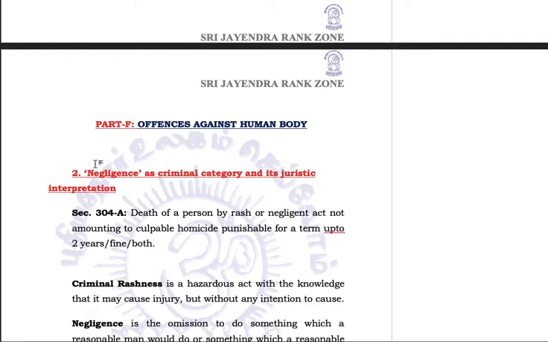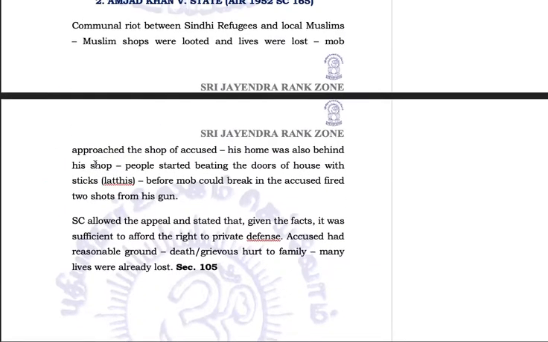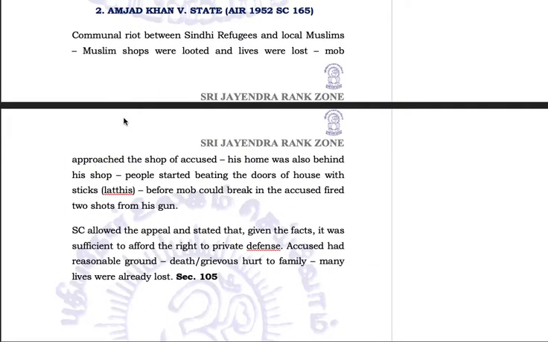Now we are done with the basics of criminal law. What is a crime? What are the theories of punishment? How is a crime committed? What are the ingredients of a crime? And what are the exceptions to a crime?